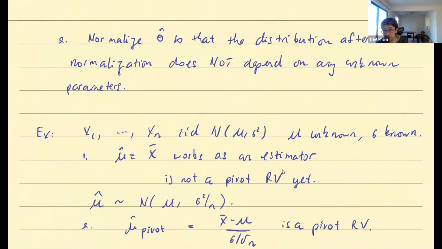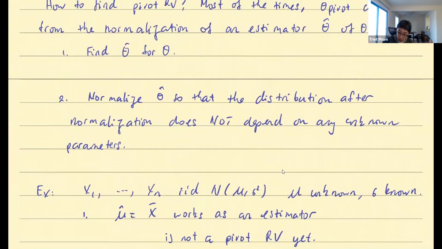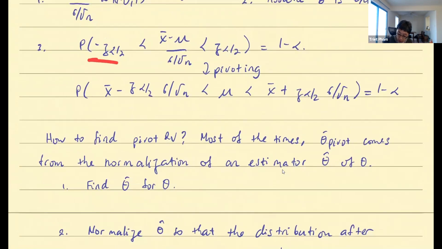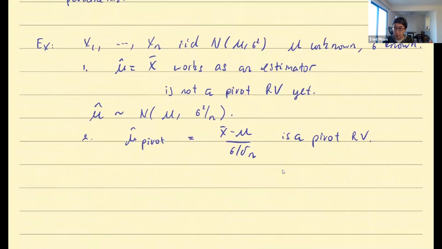Is that okay? So that's the logic. That's how you come up with this. And then, of course, you put that into the probabilistic statement, and then you pivot, and then you get your confidence interval. Any question?